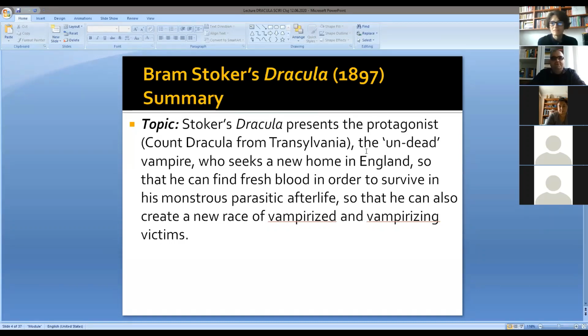The novel was published in 1897. A little bit about the novel. The novel presents the protagonist, Count Dracula from Transylvania. He is the vampire, the undead one, who seeks a new home in England so that he can find fresh blood in order to survive in his monstrous parasitic afterlife, so that he can also create a new race of vampirized and vampirizing victims.